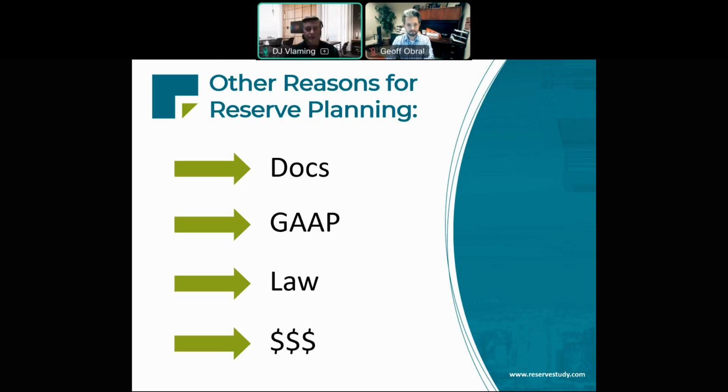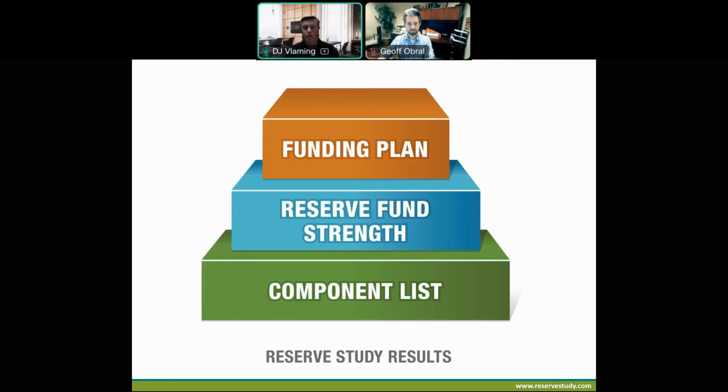Then finally, there's the fundamental, practical need for information. Boards and management need a periodic status update on the association's major upcoming expenses and its ability to pay for them. While a reserve study may sometimes appear overwhelming, they can be anywhere from 10 to well over 100 pages if you've looked at one. All that data and information really boils down to just three key results.